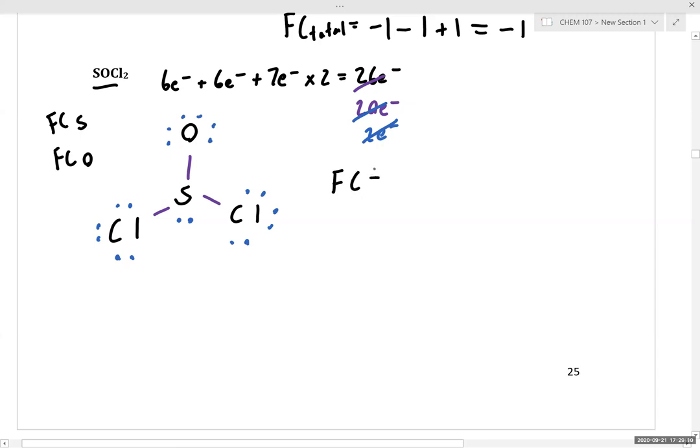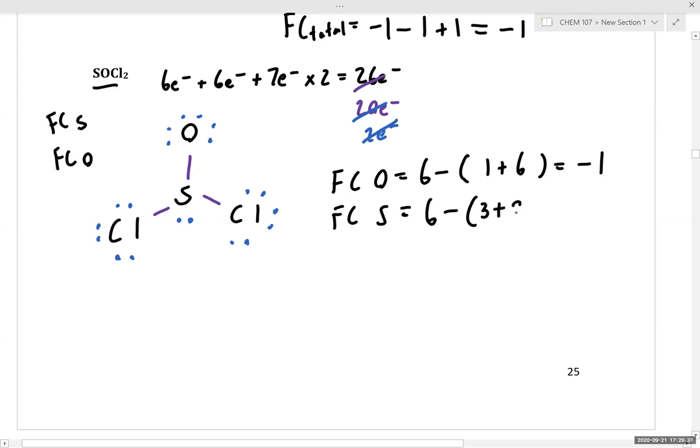Let's now calculate formal charges. The formal charge of oxygen, we have our group number of 6, we have 1 bond, and we have a total of 6 lone pair electrons. That in turn gives us a formal charge for oxygen of -1. Thinking about the formal charge of sulfur, we have a group number of 6, but this time we have 3 bonds and 2 lone pair electrons. That in turn gives us a formal charge of +1.